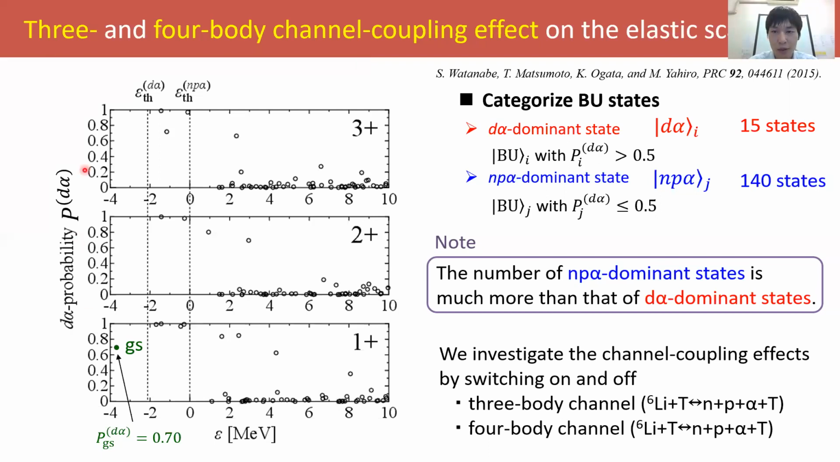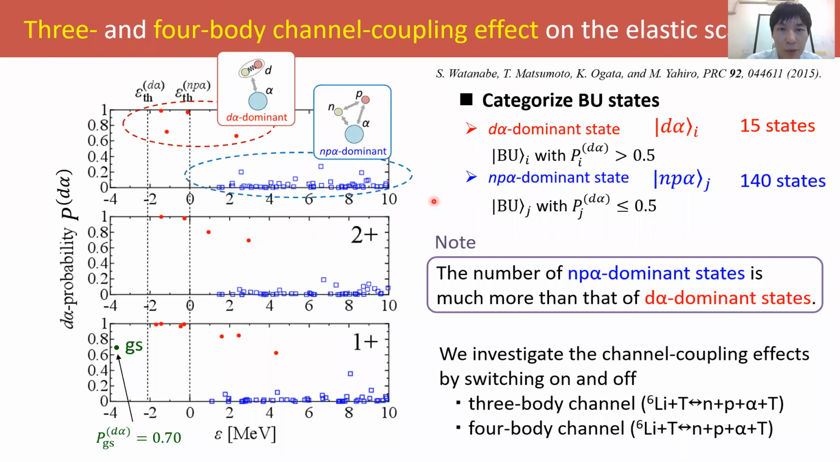Again, this figure shows the D-alpha probability for all the states in the CDCC model space. Some states have large D-alpha component. And now we categorize these breakup states by using the D-alpha probability. If it is more than 0.5, it is called a D-alpha dominant state. And if it is less than 0.5, we call them NP-alpha dominant states. Please note that the NP-alpha dominant states are much more numerous than D-alpha dominant states. These are the actual numbers in the model space.